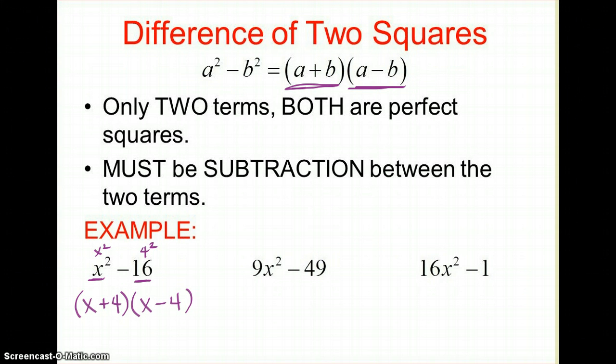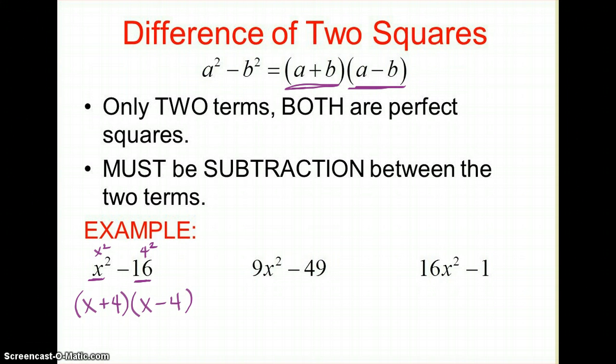Okay, so again, with these special cases, it's just a matter of if you recognize them and you know that something specific is going to happen every time you see this, it just speeds up your process of factoring for you. Okay, it's kind of like having your multiplication facts memorized.